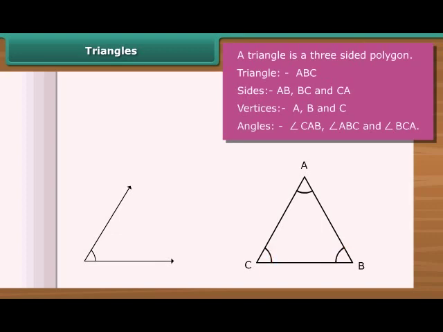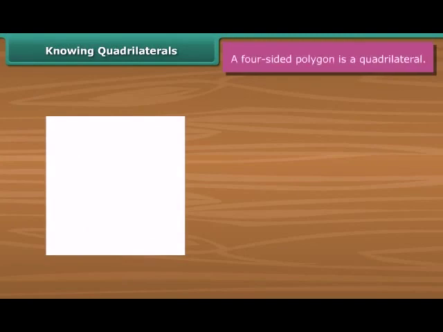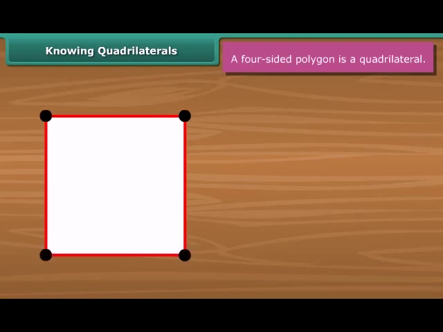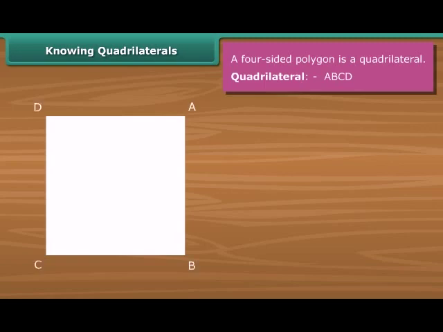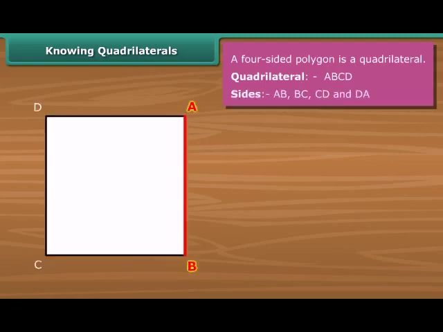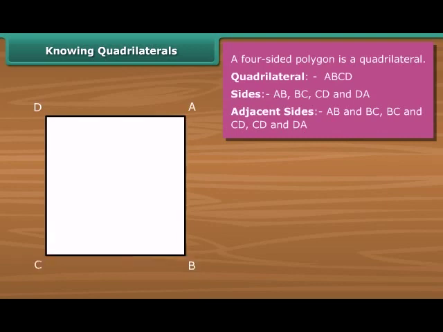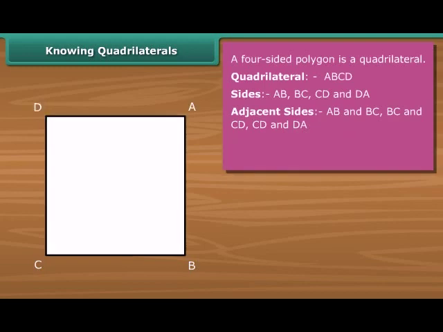The page of a book is a quadrilateral. It has four sides, four vertices, and four angles. In quadrilateral ABCD, four sides are AB, BC, CD, and DA. Sides AB and BC, BC and CD, CD and DA are adjacent sides. AB and DC, BC and AD are opposite sides.